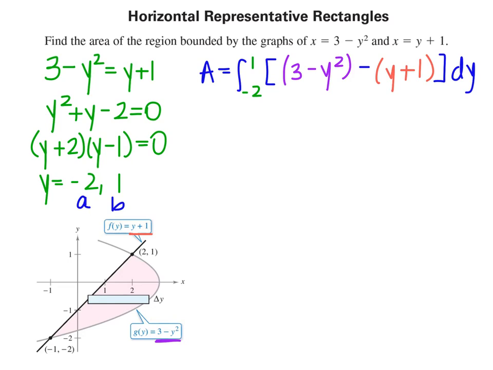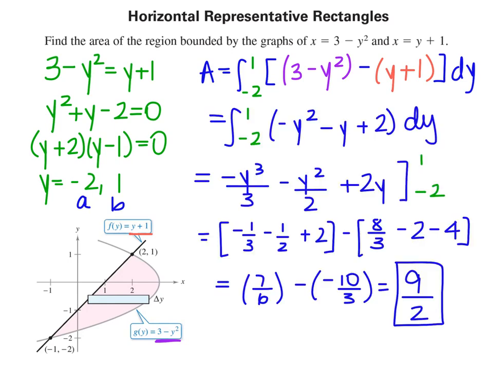Really, I'm looking for, okay, the function that goes first is the rightmost function. So if you turn your head 90 degrees to the right, this function right here would be your topmost function, or the rightmost. Hopefully that makes sense. So my rightmost function is my g of y right here, so my 3 minus y squared. So that's why that one goes first. So I'm going to subtract y plus 1 from that and integrate between 1 and -2 and see what that area is.